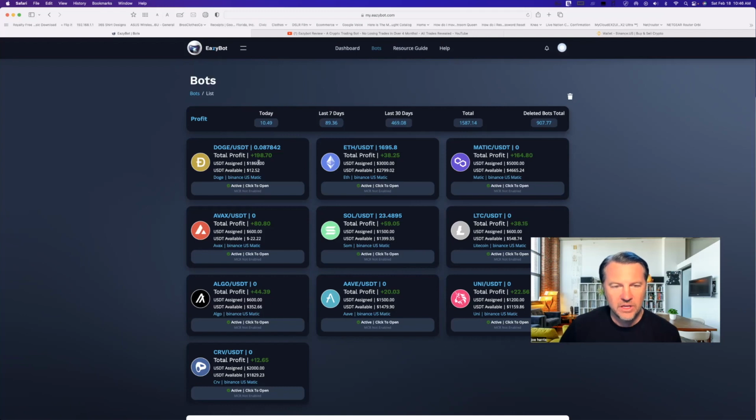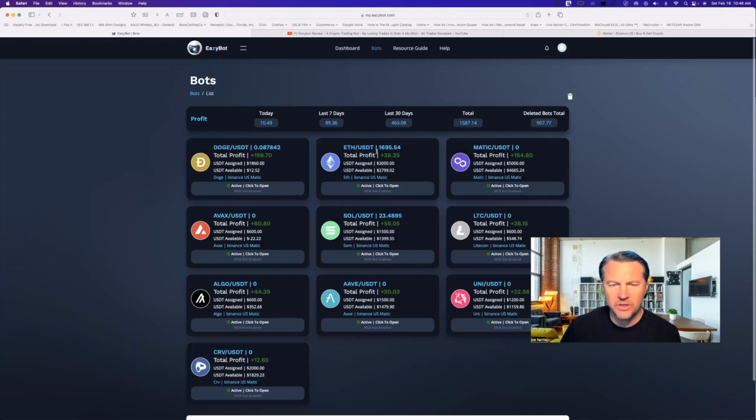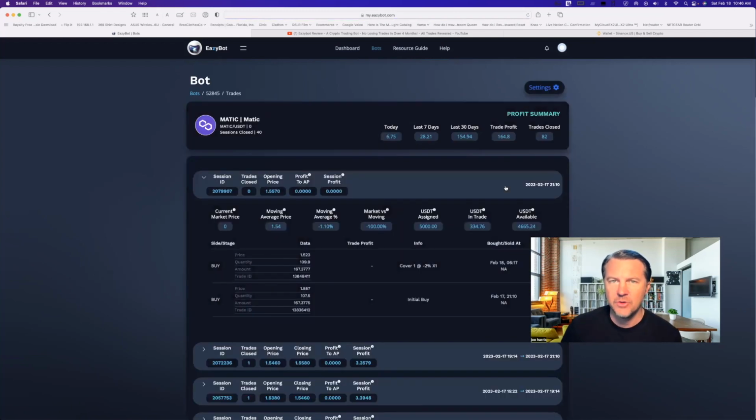As you'll notice, the USDT assigned to these bots, 1,800, 3,000, 5,000, 600, 1,500, 600, 600, 1,500, 1,200, 2,000, exceeds the amount of USDT I have to trade in here. So why? What does that mean? Well, let's click on the Matic one, because I have 5,000 there, all right? So I don't have 5,000 USDT available to trade. But what this is doing is just trading like I have 5,000.